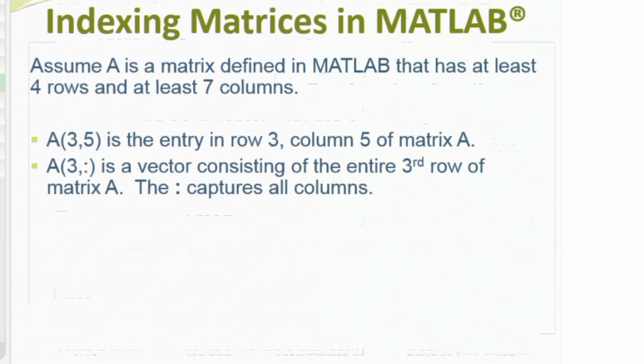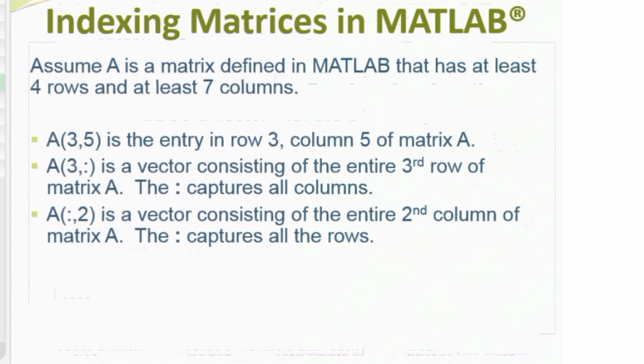If I do A(3,:), clearly the 3 is the first entry, so it's talking about row 3. The colon is actually a shortcut that says take row 3 and all of the columns in row number 3. Now, I could be more specific about that, but that's a nice little shortcut for grabbing out the entire row 3 sitting in matrix A. I can reverse that, and if I do A(:,2), that means that I want to pull out column 2, and I want to pull out all of the rows that are sitting in column 2.